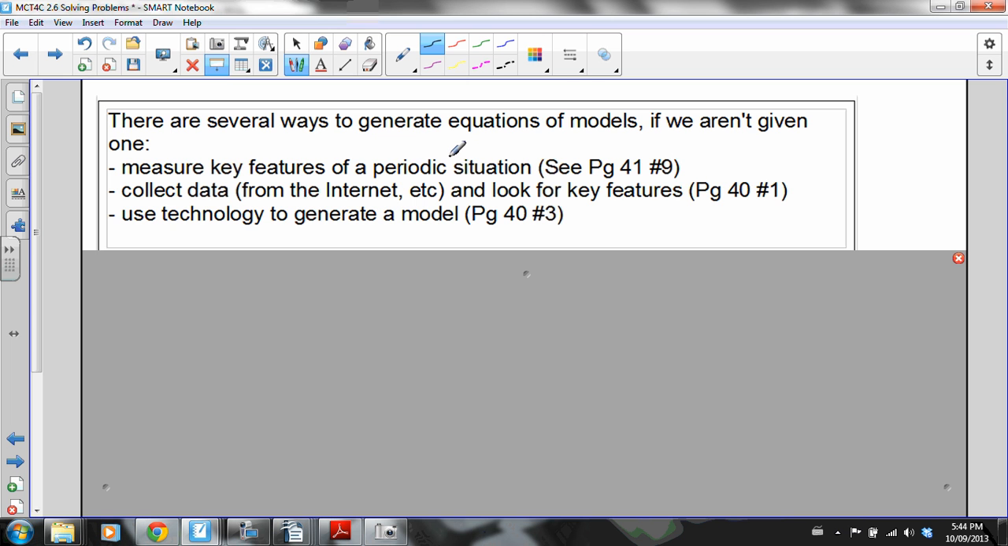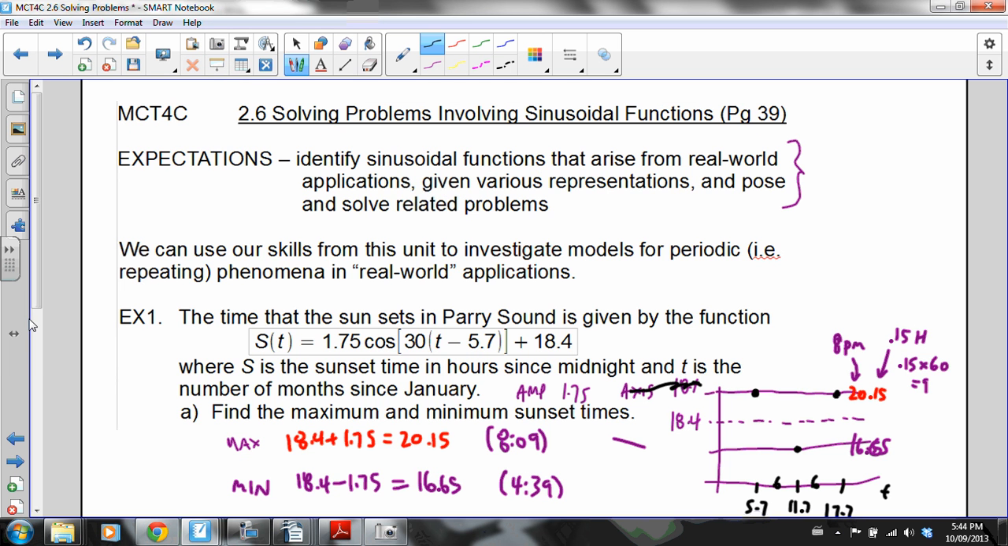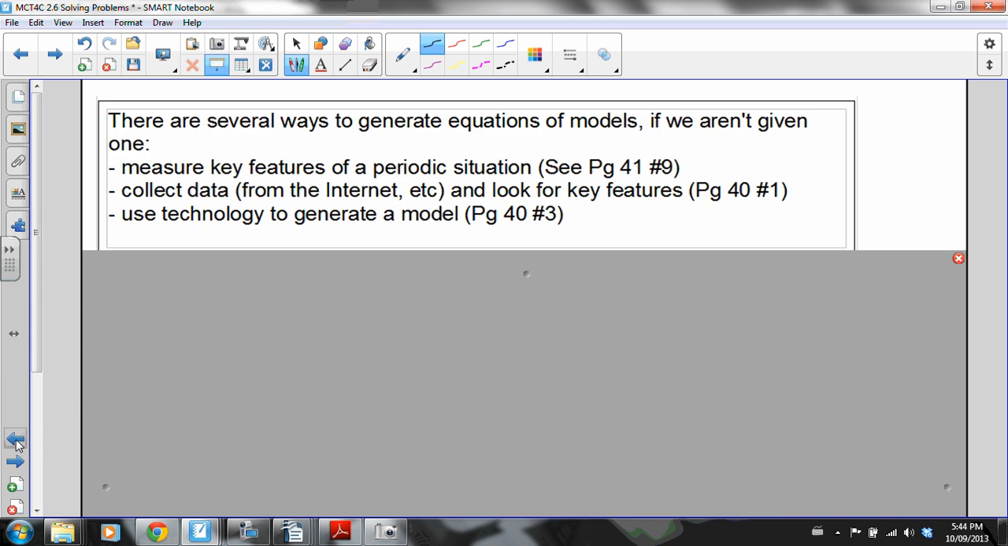It repeats itself in a regular way: a wheel going round, a pendulum going back and forth, a record on a turntable, somebody sitting on a Ferris wheel, a race car going around a track. We can come up with a model if we're not given an equation. Last example, we were given an equation and just asked to answer questions about it. But what happens if we're asked to look at a situation and then come up with the equation?